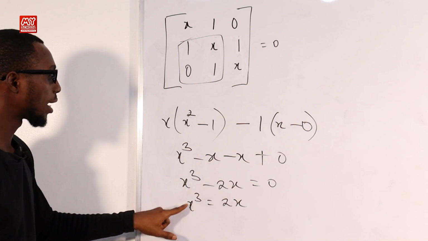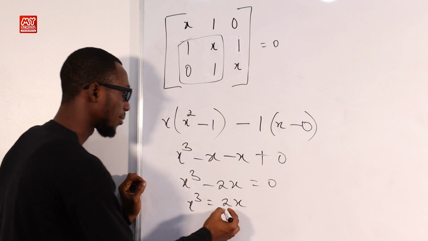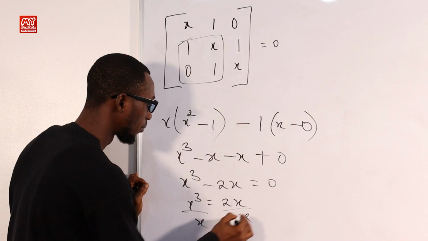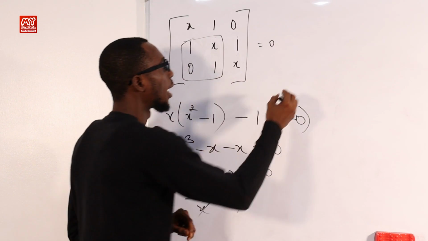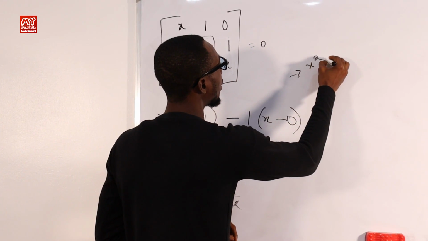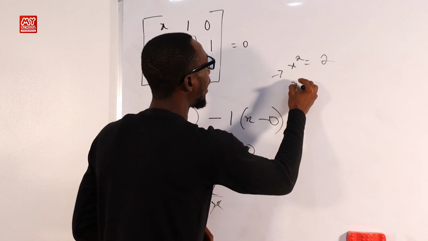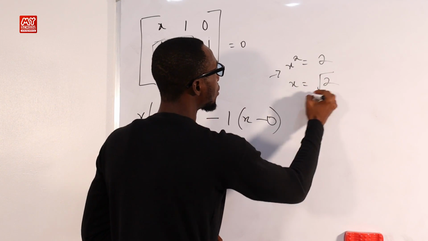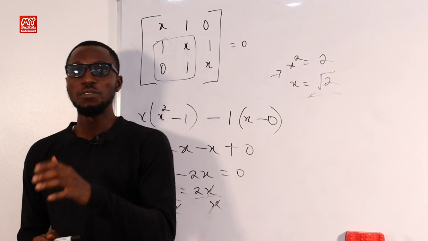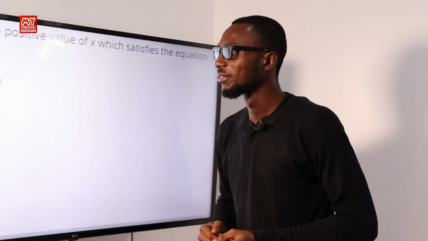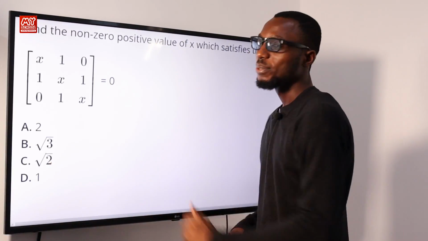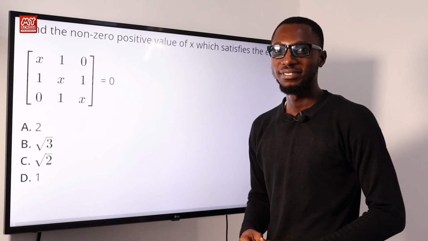We can divide both sides by x. So we'll have x squared equals 2, or x equals root 2. Let's move on to our screen to select the correct option. Option C, root 2, is the correct option.